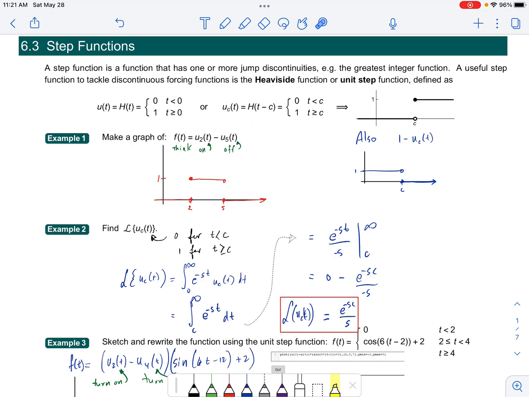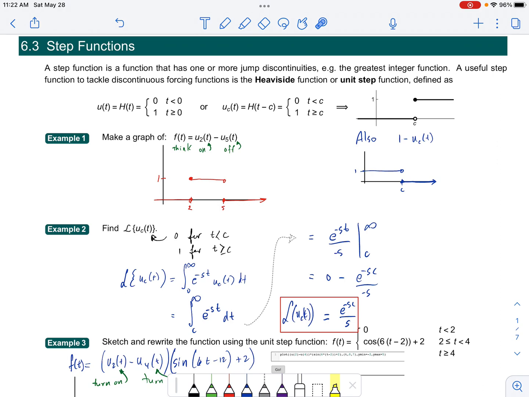And we said the graph of that then looks like a constant function 0 until it hits c, and then it jumps up and goes to 1 from c to infinity. And we also said if you do 1 minus u of c of t, then it's kind of the flip of that. It stays 1 until it hits c, and when it hits c, this piece becomes 1, and obviously 1 minus 1 is back down to 0. So it's just kind of flipped it in a sense.